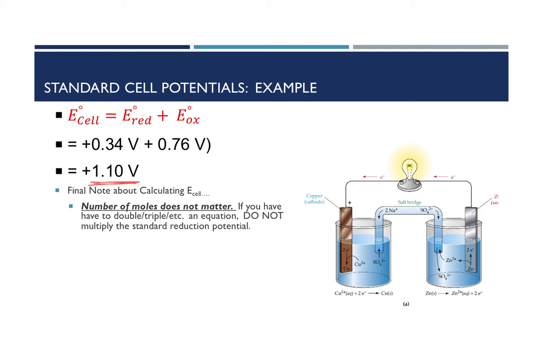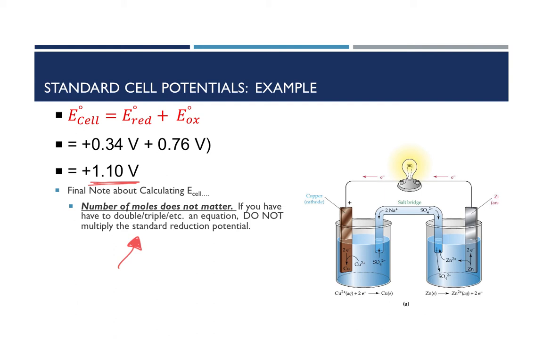Okay. One final note about calculating E-cell. This is huge and an error that people always make. The number of moles does not matter. So if in a balanced equation, or what we see going on here, we get a situation where 2 electrons are transferred on one side and 1 electron on the other side, it doesn't matter.